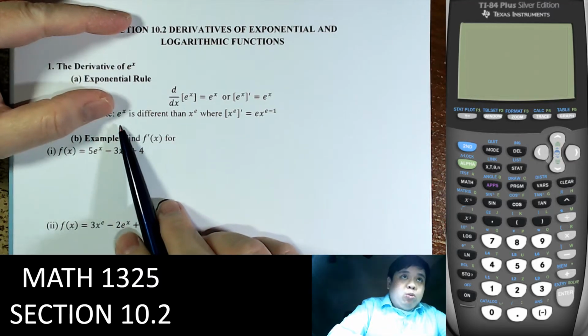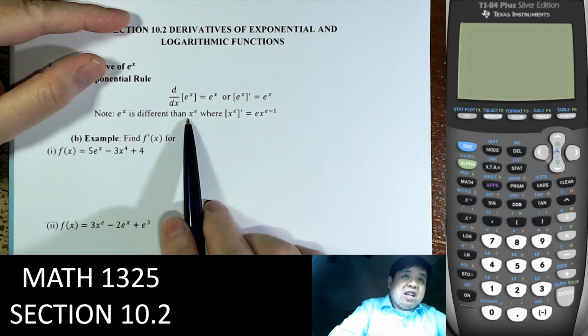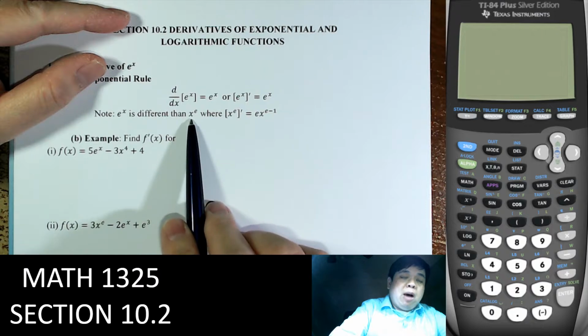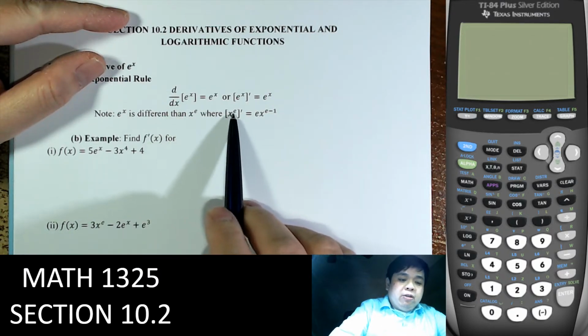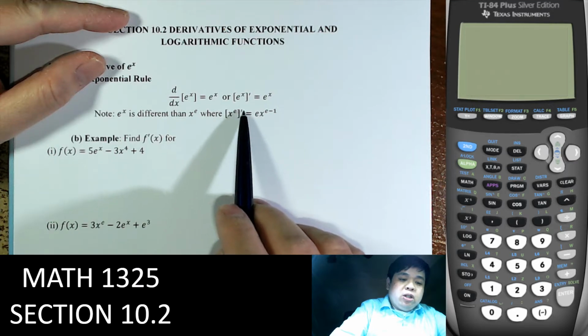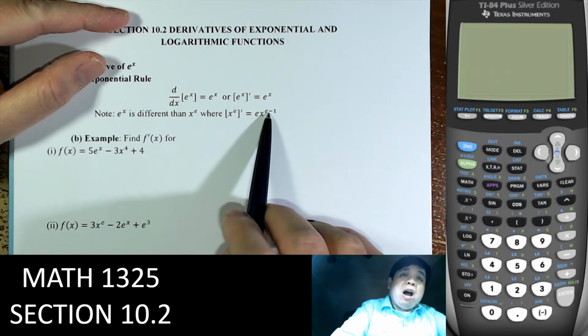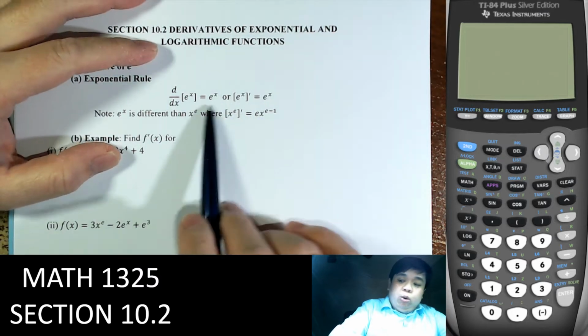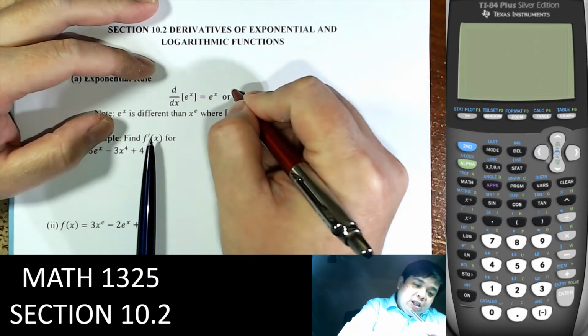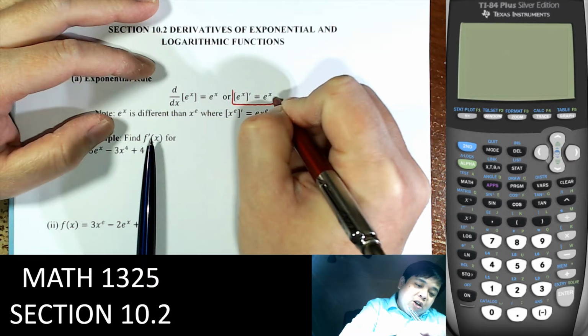And notice that e to the x and x to the e are completely different things. This is the power rule. Remember, e is a constant, right? So for the derivative of x to a constant, we take the constant outside and the original power minus 1. That is the power rule. The exponential rule is that the derivative of e to the x is e to the x itself. So it is the only function of its kind.